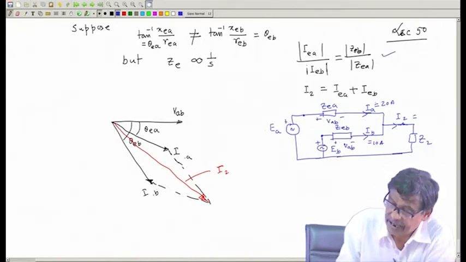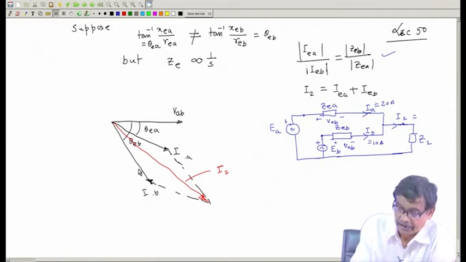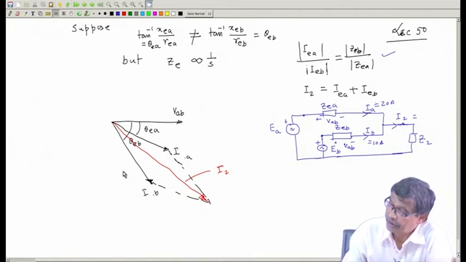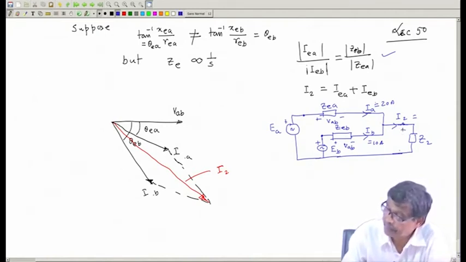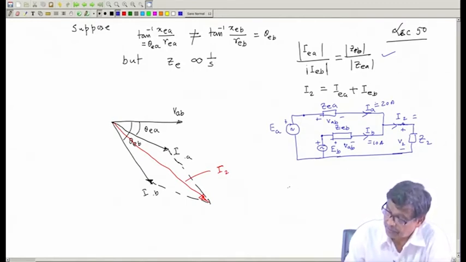Now, EA I want to get. So, you see that IA and IB will be displaced and this angle will be the difference between theta EA and theta IB, that is understood. Now, I want to get this voltage V2, suppose from V2 I want to get EA. So, I will start from V2, I will draw V2 first.